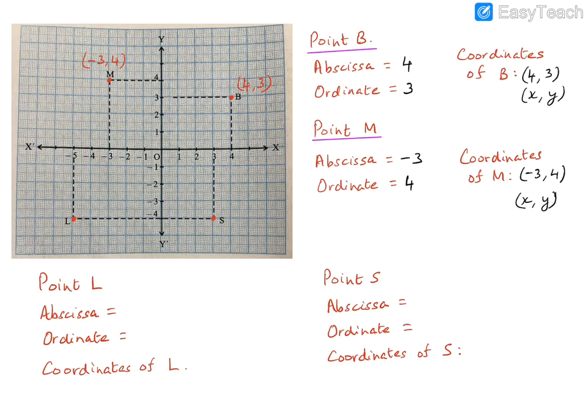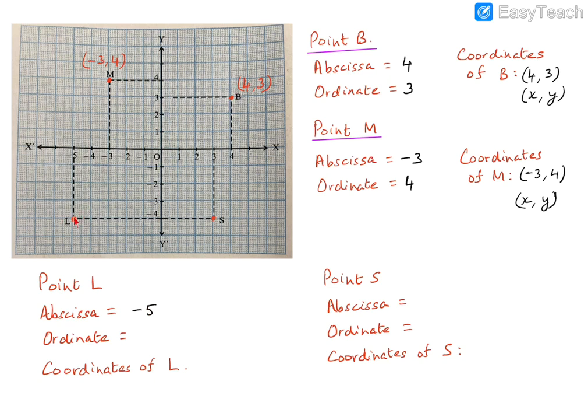So now coming to the point L, the x coordinate for the point L is the intersection of the line from L perpendicular to the x-axis. So we have the x-axis here. When we extend a line from L perpendicular to the x-axis, we see that it meets the x-axis at the number minus 5. So the x coordinate for the point L is minus 5. We'll write the x coordinate, which is also called the abscissa, as minus 5.